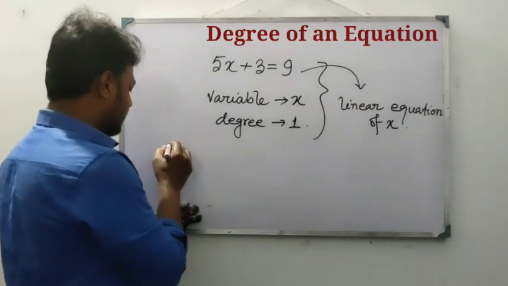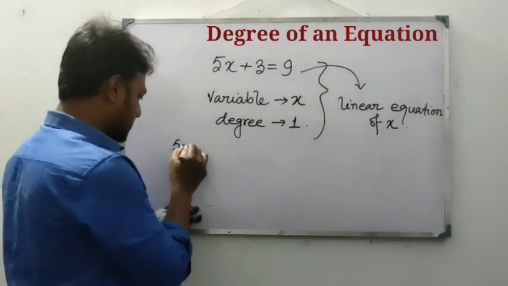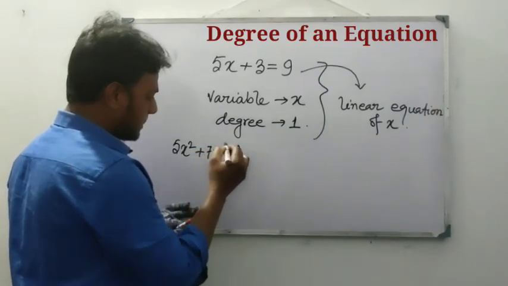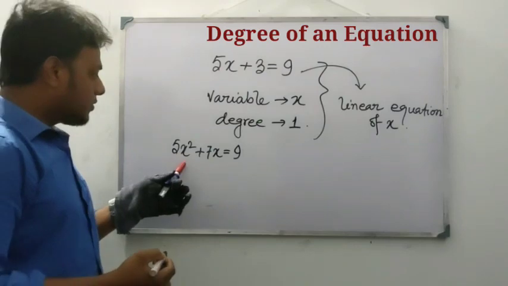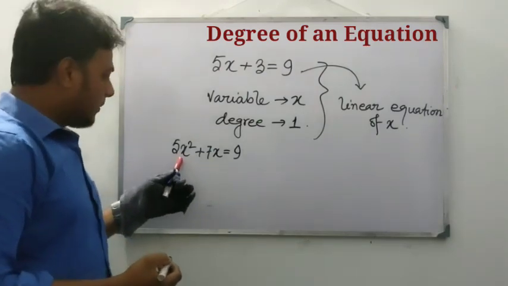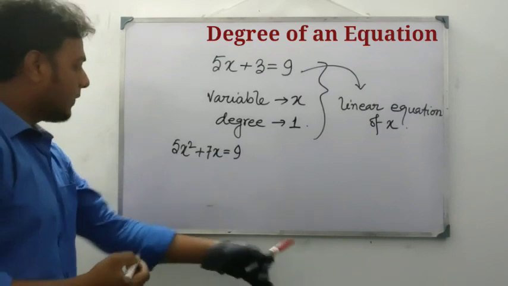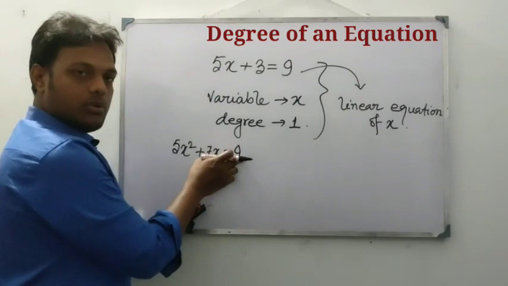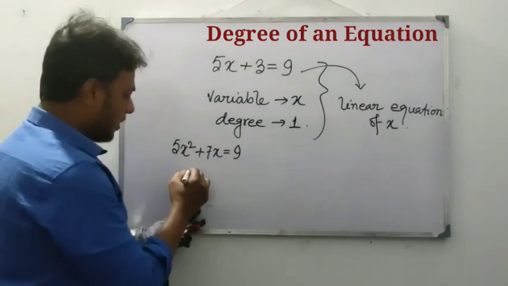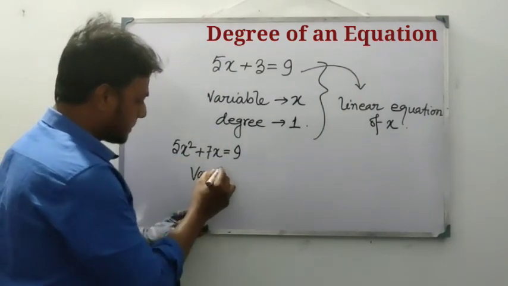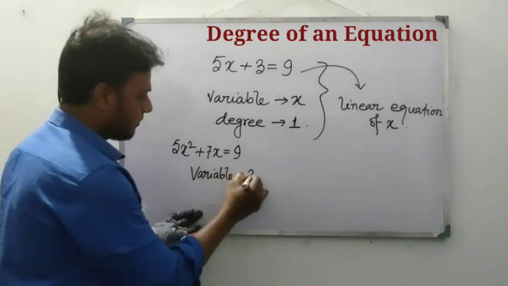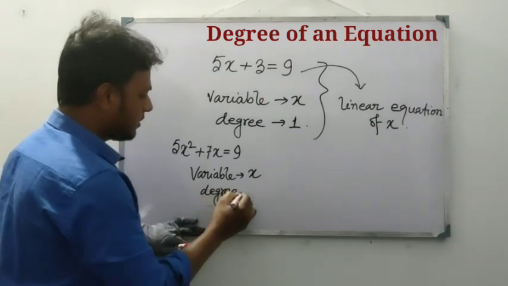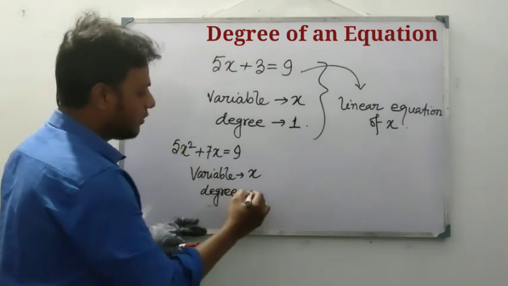If we consider one more example, suppose 5x square plus 7x equals 9. Clearly this is also an equation of x. Here the variable is x, and check the highest power. In the first term the power of x is 2, in the second term the power of x is 1, and there is a term independent of x. So the degree of this equation is, since the highest power is 2, the degree will be 2.